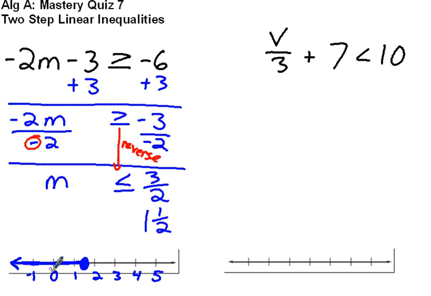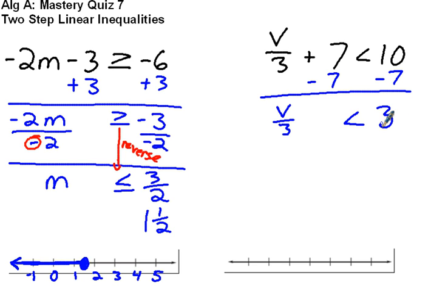Let's do another problem. In this next problem, again, we want to get v all by itself. So first I have to get rid of this addition. So subtract 7, because subtracting is the opposite of addition. We get v divided by 3 is less than 10 minus 7, which is 3. Now I've got to get rid of this divide by 3. Don't think of it as a fraction. Think of it as v divided by 3. And when you think about it as divide by 3, you know you need to multiply by 3.